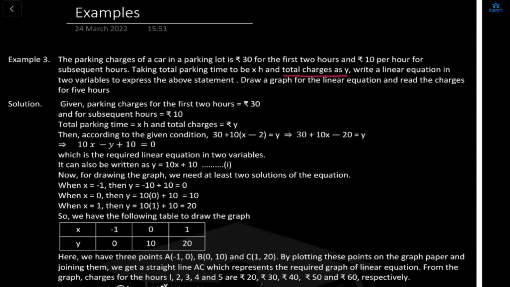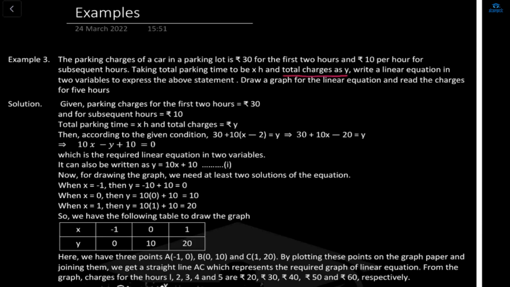So here it is asking about charges, but it is telling you that the fixed charge in the parking lot is rupees 30 for the first 2 hours. And rupees 10 per hour for each subsequent hour. So if after 2 hours they are waiting for 6 hours or 7 hours, they have to pay 10 rupees per hour.